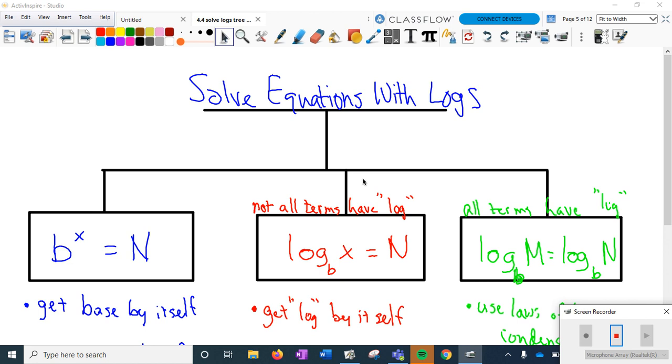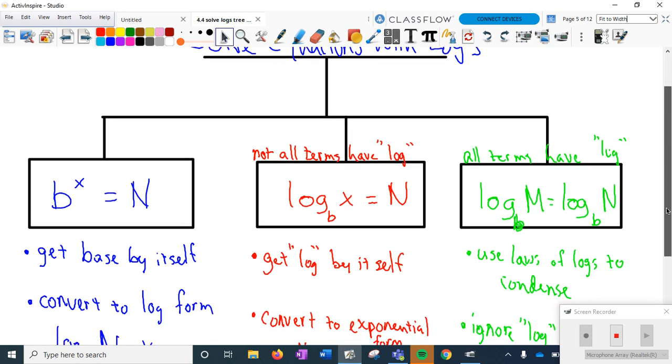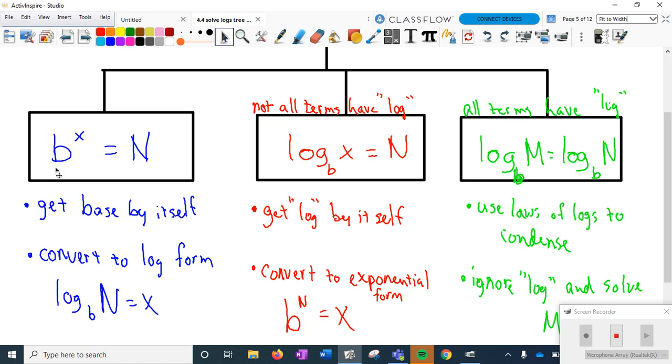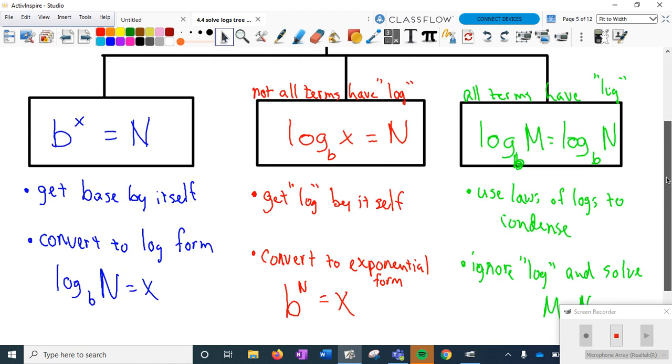Now we've looked at a couple of solving equations involving logs, from Friday's video to today's assignment, and then in tomorrow's video. So what we're going to deal with now are situations where we have to use our laws of logs. We haven't had to do that on the type where you have just an exponential function with x up in the exponent. All you really have to do is get that base by itself and then convert it to log form, or you apply the inverse, or apply log base to both sides.